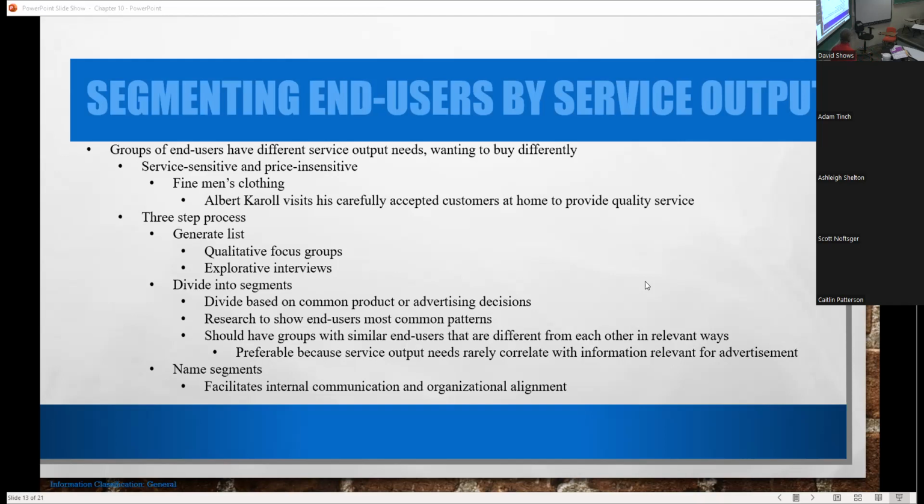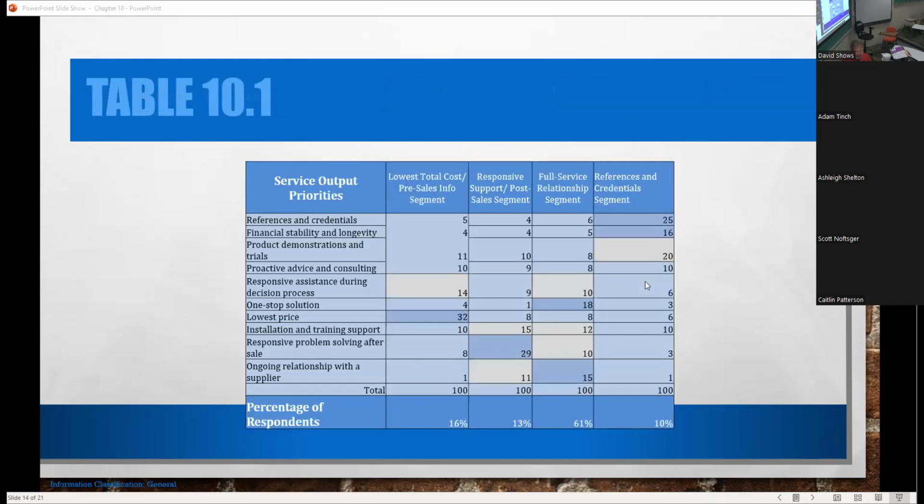All right. How does this work? Well, this is an example of a table in which we're looking at a particular setup that was done, which segments the market into 4 different marketing segments.